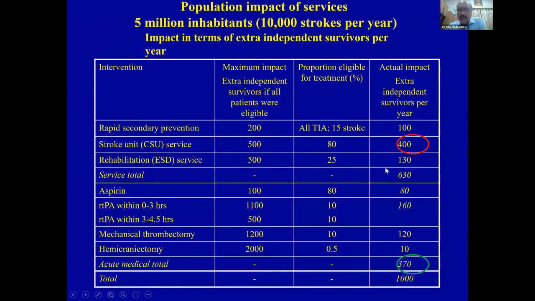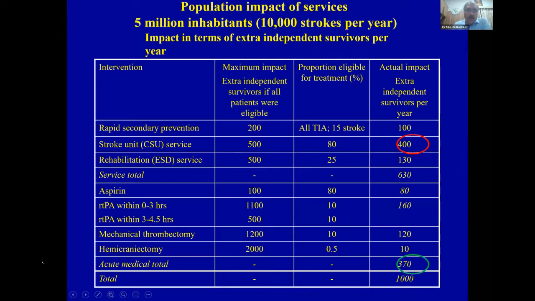And this figure gives the number of patients who will have this extra independence, in terms of improving from disability per year, for each intervention. So if you look at that, the stroke unit service has the highest number here, about 400. And many of these interventions happen in the stroke unit. If you combine all this, it gives a huge population benefit.